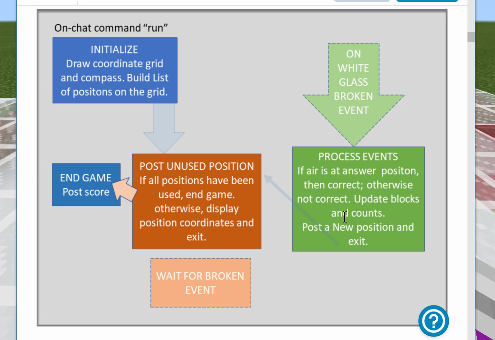So it updates the blocks to either red or green, and it posts a new position and exits. Now that's a blue line over here to post a new position, indicating that it launches. This is an on-chat command and exits. I don't quite know what would happen if it... well, I think I do. Basically, you need this to be an on-chat command, so this routine can exit. Otherwise, you would probably get several copies of this running, and you'd make yourself crazy.